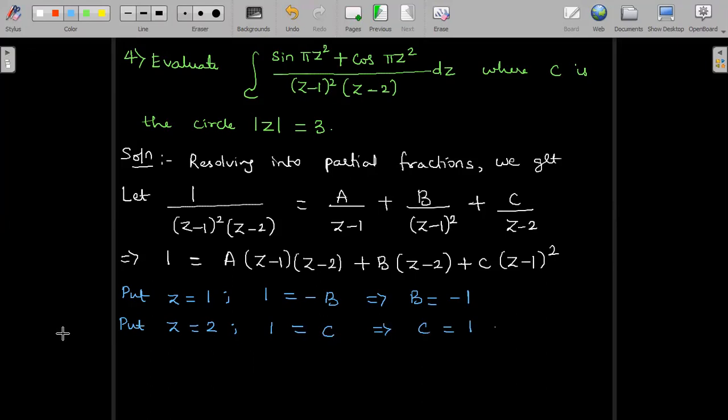Anything that we are most familiar with, we can proceed. I equate the coefficient of the highest degree, that is z square, on both sides. There's no z square term in the left hand side; we have only the constant 1. So the z square coefficient is 0, and that 0 is equal to the coefficient in the right hand side.